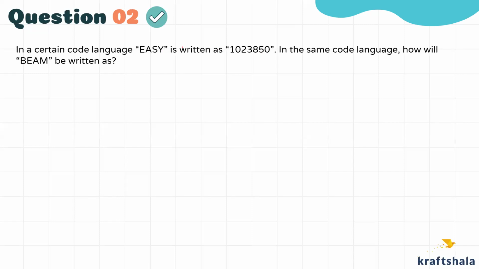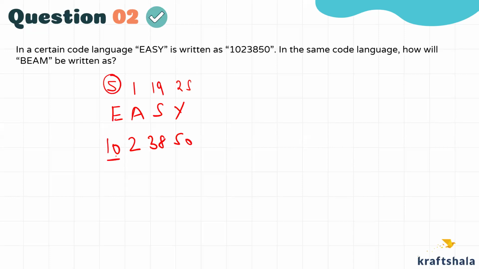So the only thing which I can do with words is finding their position, right? I don't have anything else. So just write their positions. E is 5, A is 1, S is 19, Y is 25. And what is their code? 10, 2, 38, 50. So I got the logic that whatever is the position, it has been doubled. Position double, position double, position double.